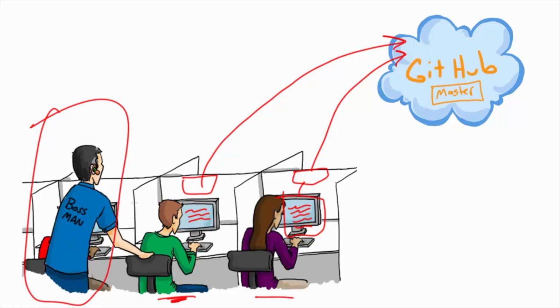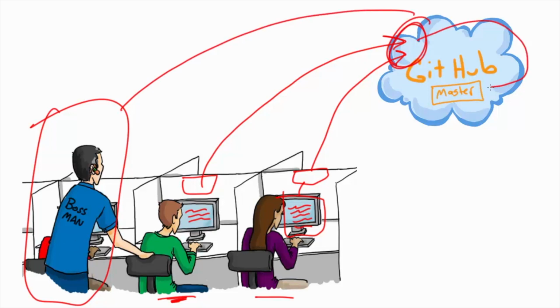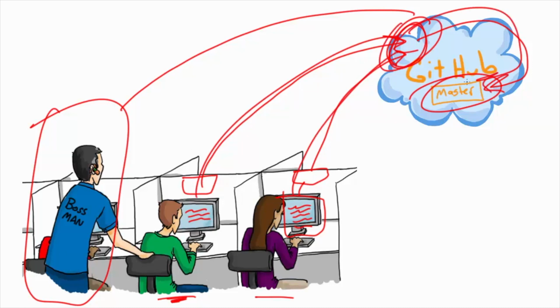And then the boss man over here, whatever his name is, looks at the changes that they've pushed to GitHub and decides what changes go into the master. And then this is what the company uses for their code base. And the process goes all over. They commit more changes, the boss man decides what gets committed to master, and then this is the new master. That's how it works.